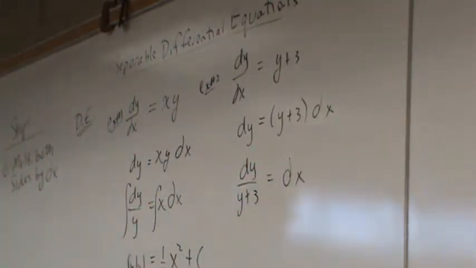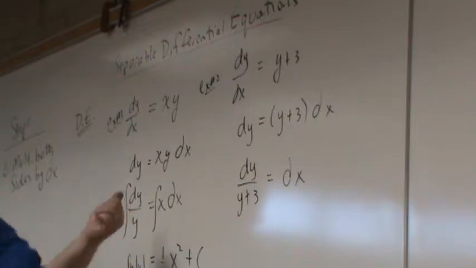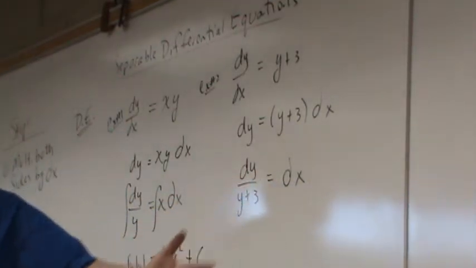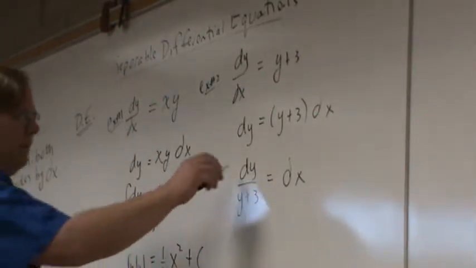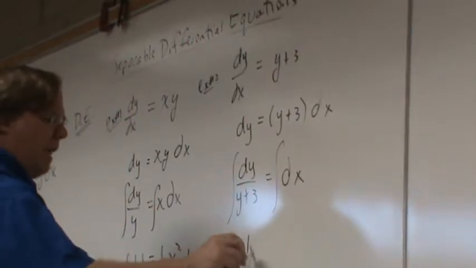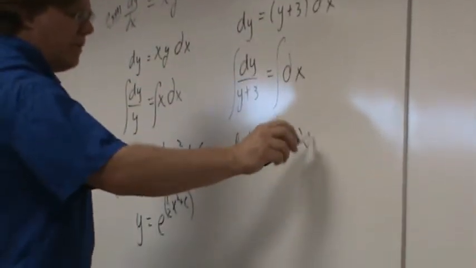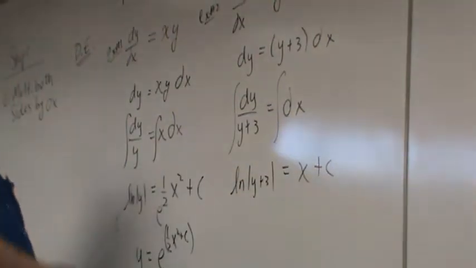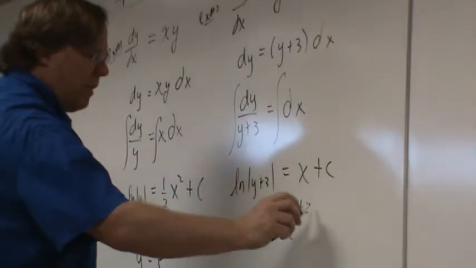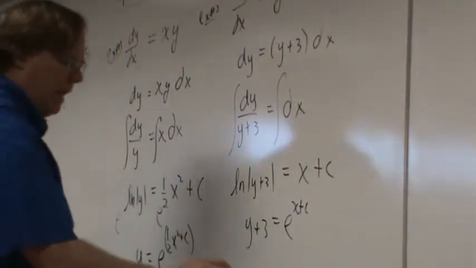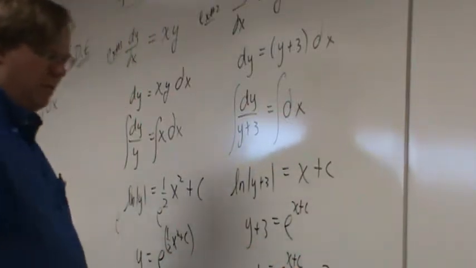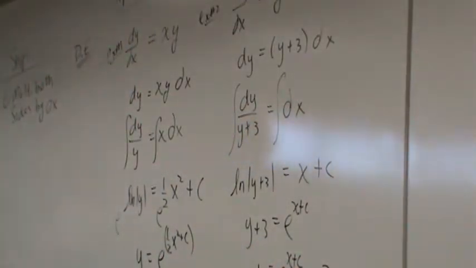And now I've got it separated. I got all my y's multiplied by dy on the left side and all my x's multiplied by dx on the right side. Of course, there are no x's here, but I'm okay with that. Now I can take the antiderivative of both sides of the equation. This becomes the natural log of the absolute value of y plus 3, and this becomes x plus c. Now if I'm so inclined, I can solve for y. y plus 3 equals e to the power of x plus c. And then y equals e to the power of x plus c, minus 3. And I'm happy as a clam.